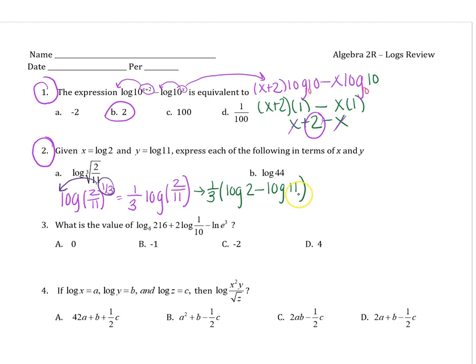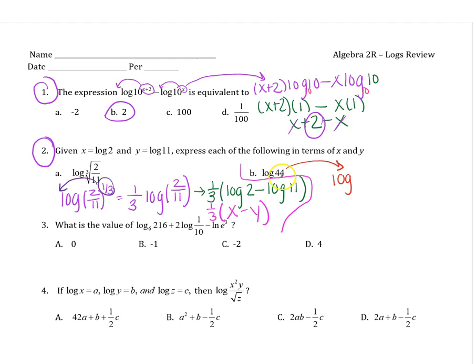So again, division is related to subtraction. Okay, so there's my log of 2, there's my log of 11, so this is 1/3. Log of 2 is equal to x, and log of 11 is equal to y. So that's one way of writing it, or 1/3 x minus 1/3 y. Now for B, which I'll draw a little line here so we keep it all separate, I got to rewrite log of 44.